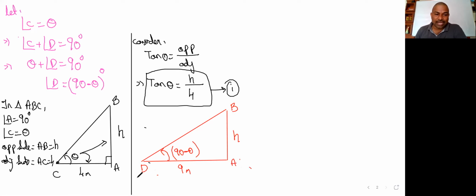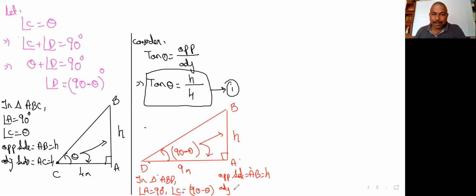Now, Dhruvita, what is the name of the triangle? In triangle ABD, angle A is equal to how much? 90 degrees. Angle D is equal to 90 minus theta. Now, which is the opposite side? AB, and it is h meters. Which is the adjacent side? AD. Do you know the measurement? 9 meters. Yes, we are done with that.